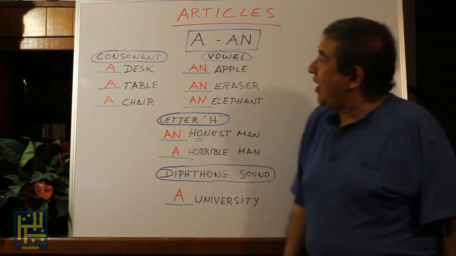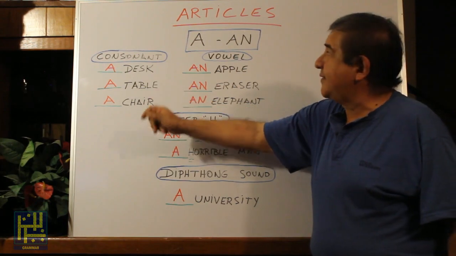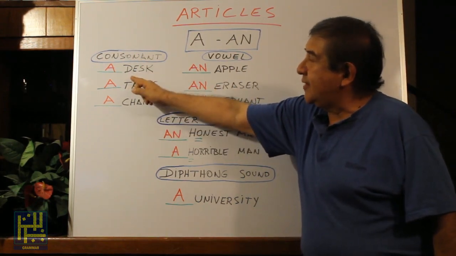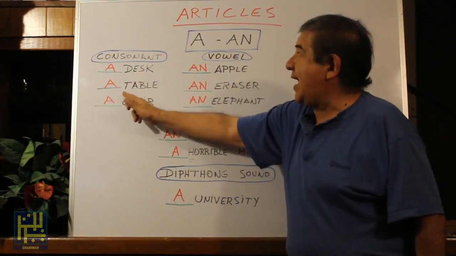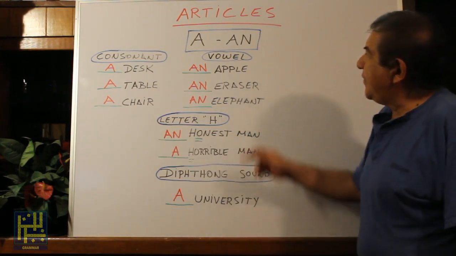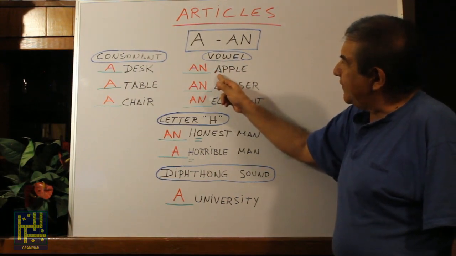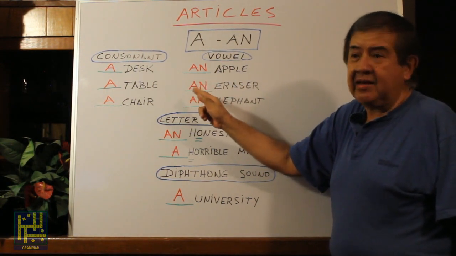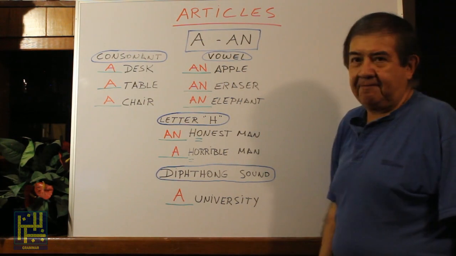The first thing that you have to know is that when we have a word, or a noun in this case, if the noun or the word begins with a consonant sound, then we use a, and we say a desk, a table, a chair. However, if the noun or the word begins with a vowel letter, in this case, apple, then we use the article an: an apple, an eraser, an elephant.